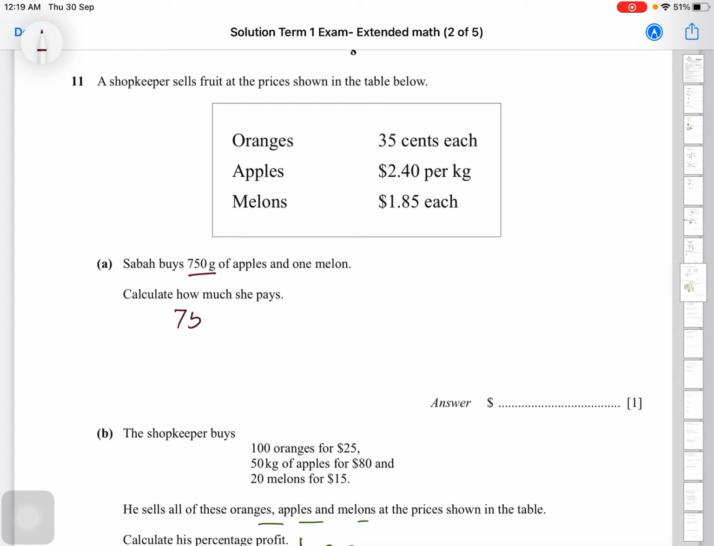750 grams is nothing but 750 by 1000 kgs. And the apple's price is 2.4 plus 1 melon, that's 1.85. When you add this, this will become 1.8, and here you will have 1.85. It will add up to $3.65.